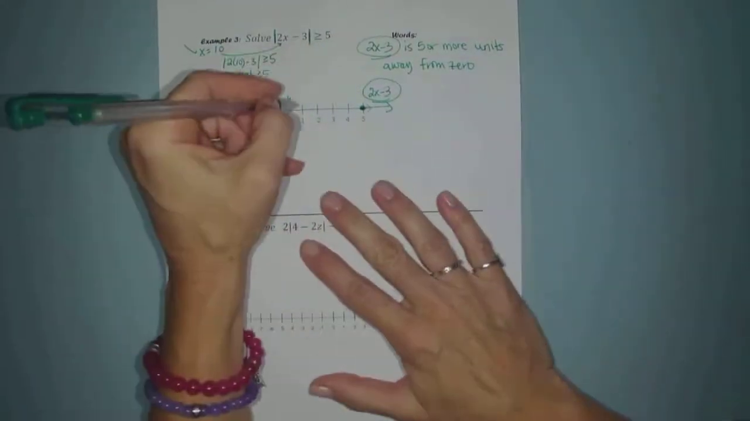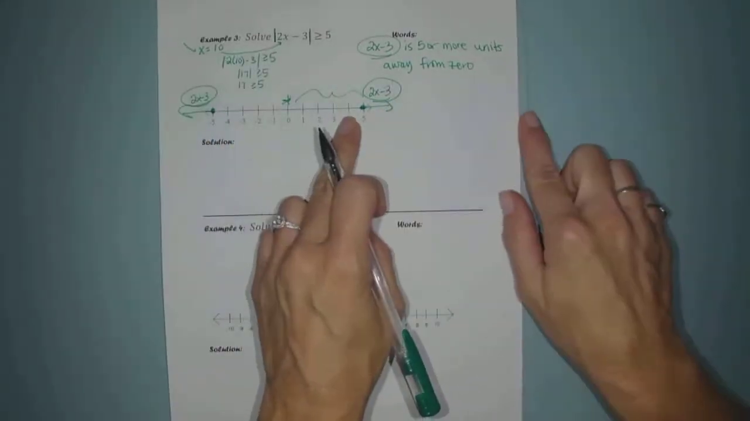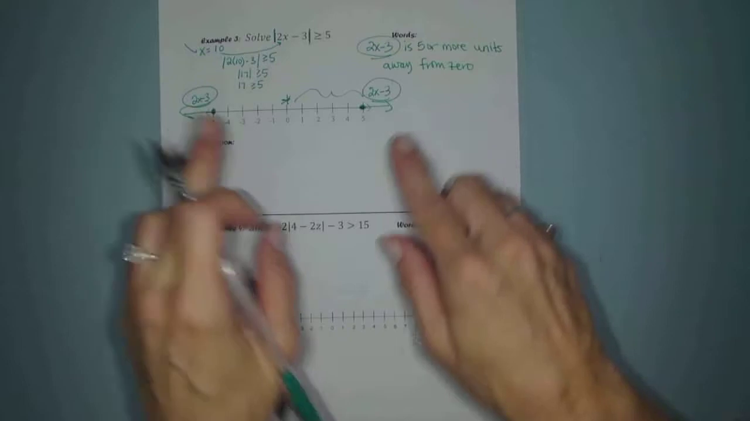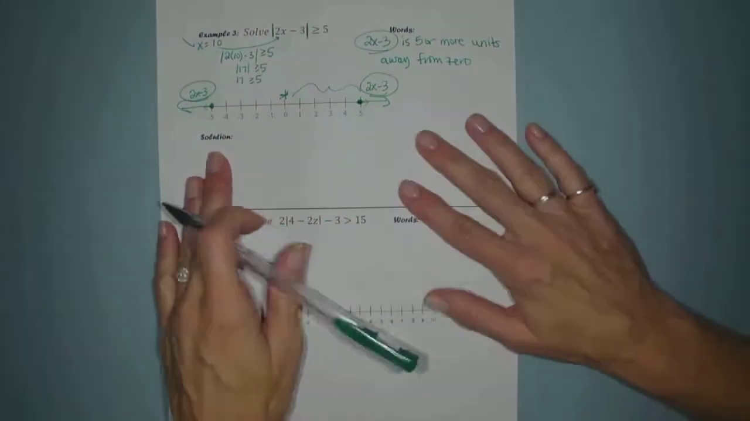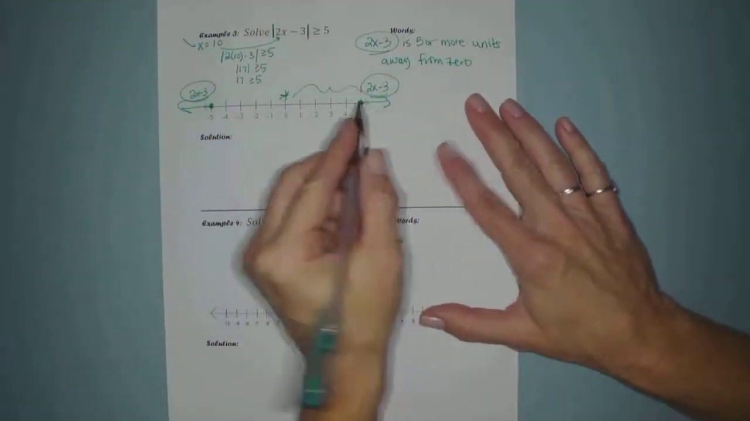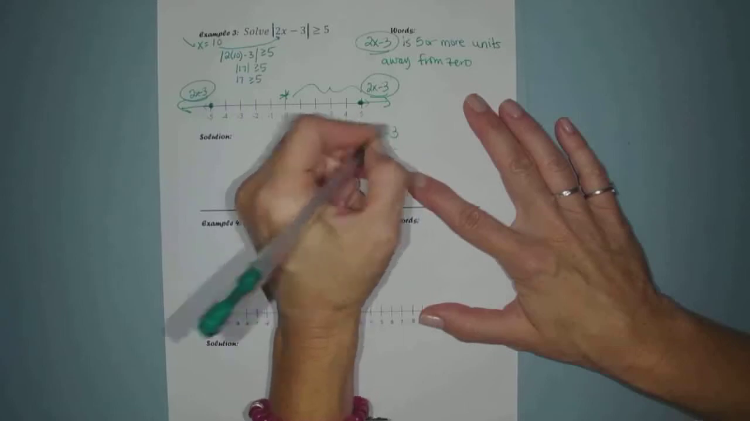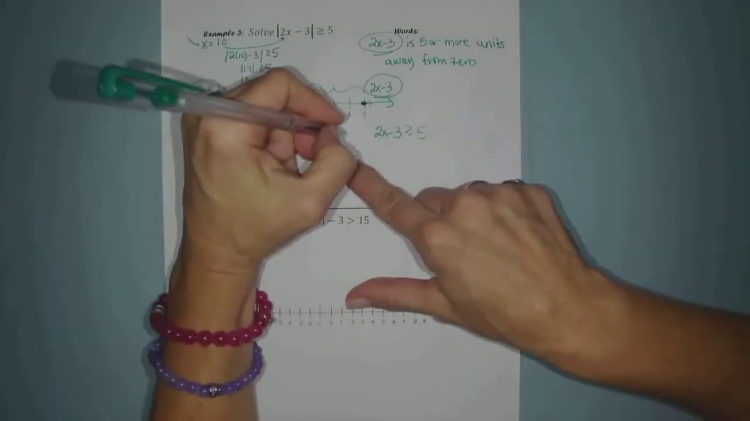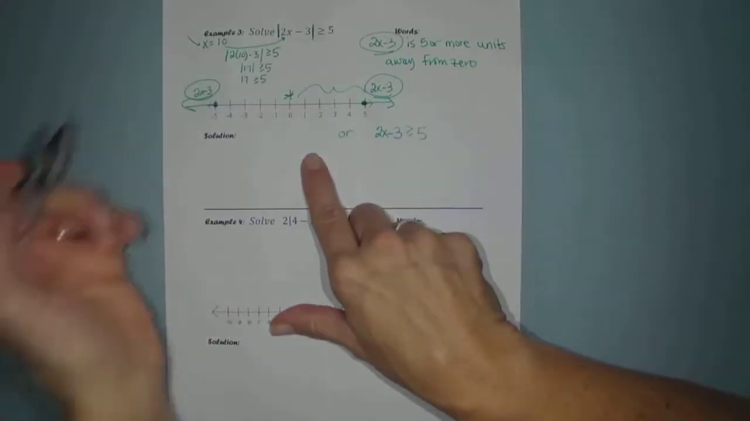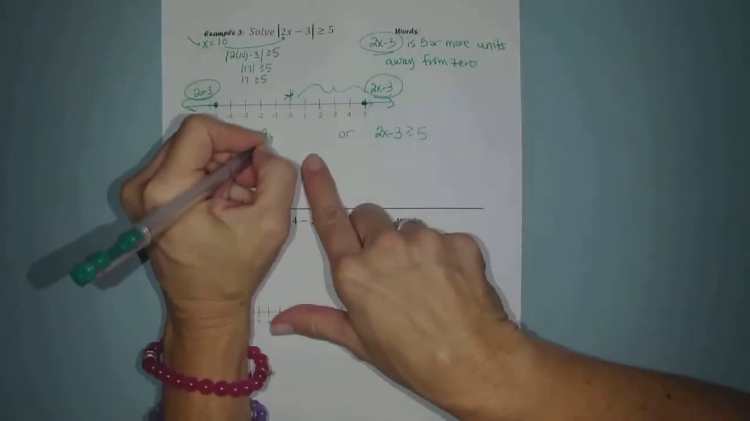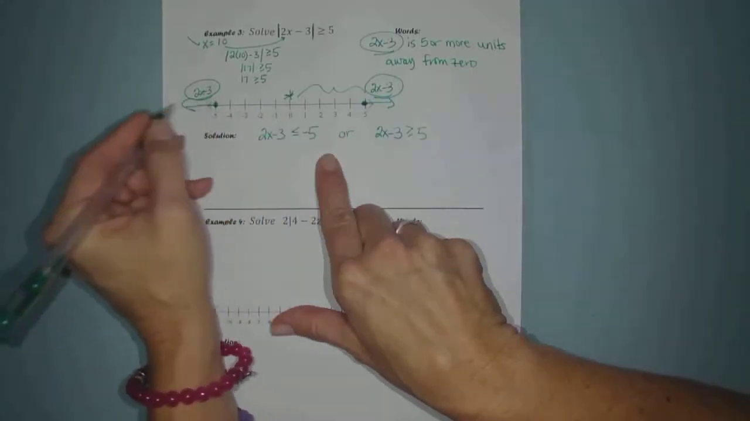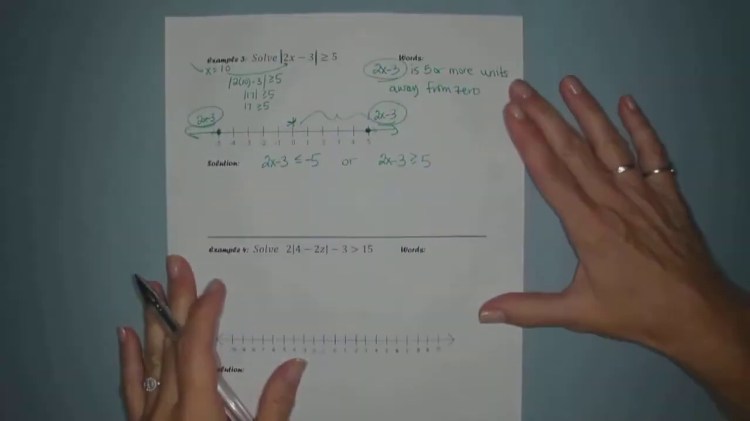So it can't be in here. It's got to be further this way, and it's got to be further that way. So that sets up my two inequalities for my solution. My 2x minus 3 can be this way, greater than or equal to 5, or my 2x minus 3 can be less than or equal to -5, which is down here. That's the meaning.